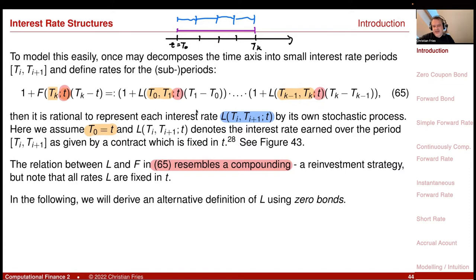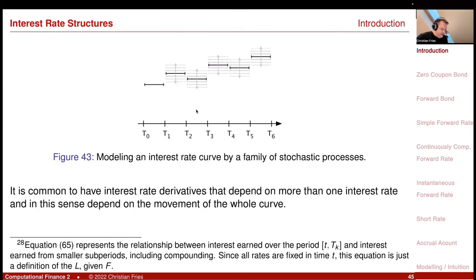So this is not the same strategy as on the second slide here. And for that reason, I have here that this is only a definition of the objects on the right. So this is now a small picture. Yeah? I have a discretization of this interest rate curve.